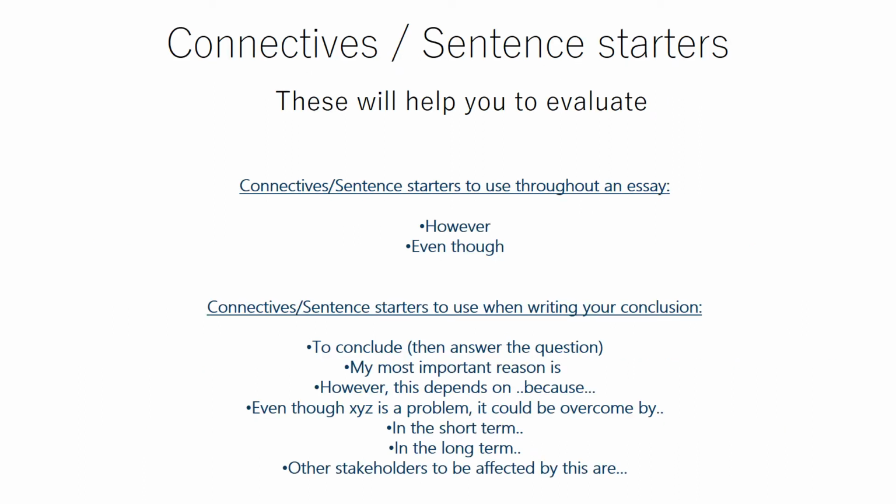Sentence starters I've given my students to use in the past: when they're arguing in a paragraph, they could use words like however and even though. And then when they come to doing a conclusion, they could use to conclude, then you answer the question, say why, my most important reason is, however, it depends on X, Y, and Z. Even though it's an issue, it could be overcome by doing this. In the short term, this was an issue. In the long term, this could be done. Other stakeholders affected are X, Y, and Z. So you just use those words, not all of them, but ones that you find useful in that essay, as and how you need to.